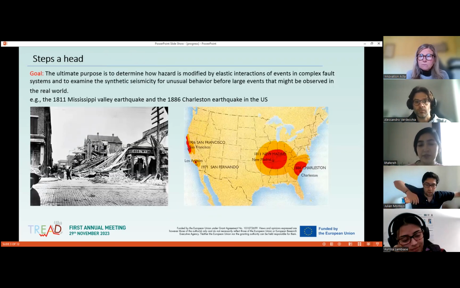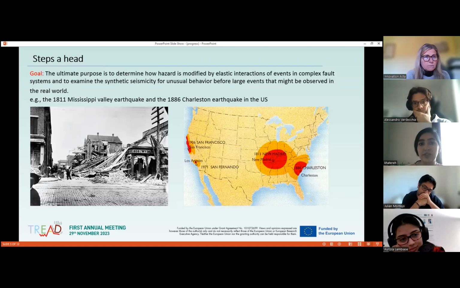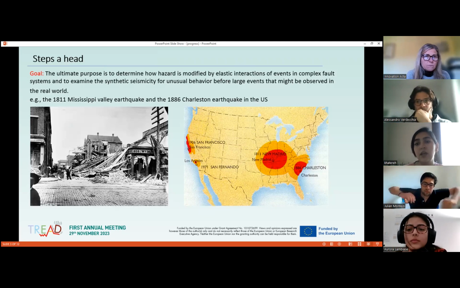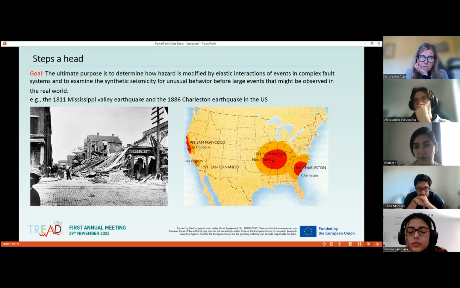The ultimate purpose of this study is to determine how hazard is modified by elastic interaction of events in complex fault systems and to examine the synthetic seismicity for unusual behavior before large events that might be observed in the real world. For example, in the regions with a low to moderate seismicity rate, sometimes a large earthquake happens. The two famous ones are the New Madrid earthquake and the Charleston earthquake in the eastern part of America.